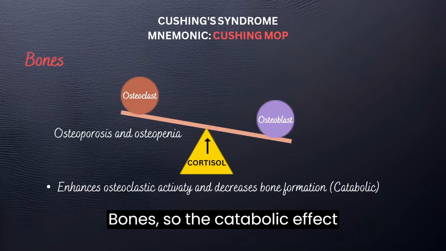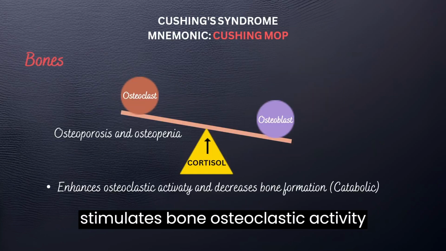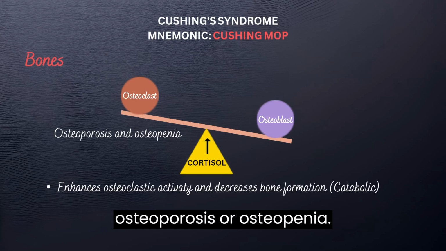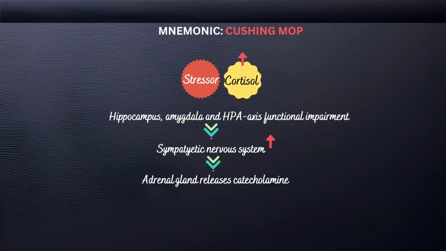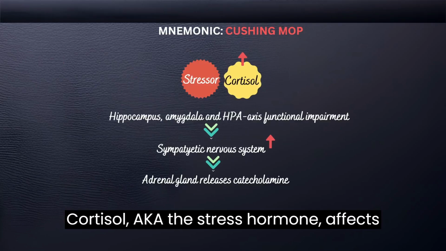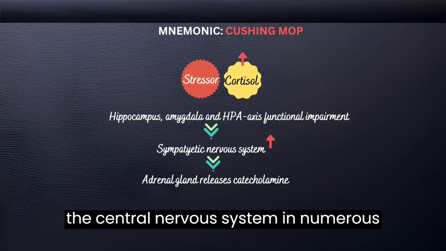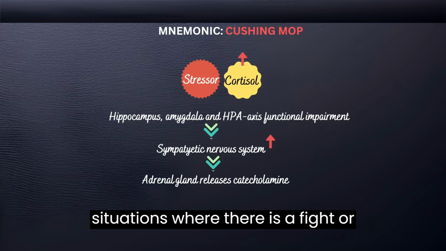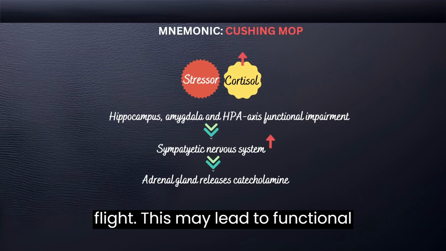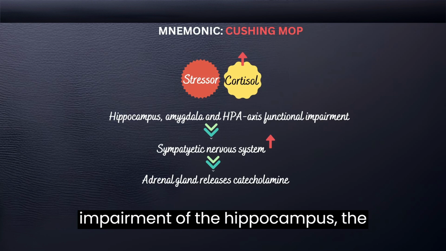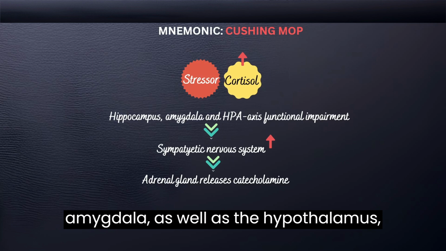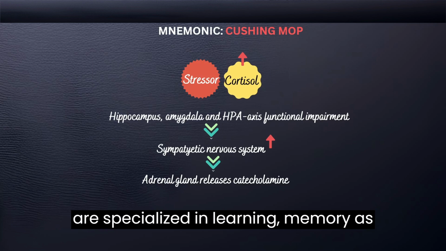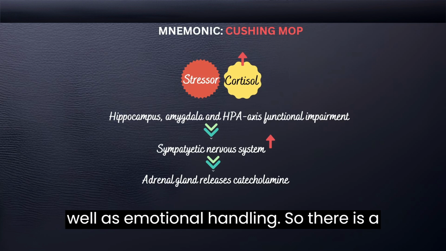Bones. So the catabolic effect stimulates bone osteoclastic activity over bone formation, which leads to osteoporosis or osteopenia. Cortisol, aka the stress hormone, affects the central nervous system in numerous ways. It gets elevated in stressful situations where there is a fight or flight. This may lead to functional impairment of the hippocampus, the amygdala, as well as the hypothalamus pituitary adrenal axis. These structures are specialized in learning, memory, as well as emotional handling.